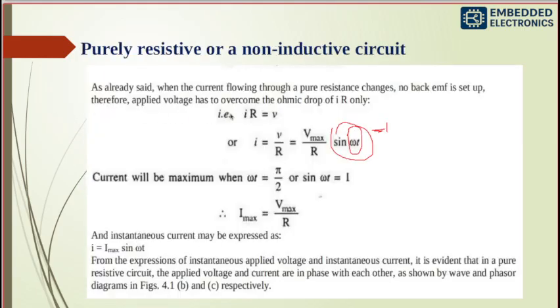As already said, the current flowing through a pure resistor changes, so no back EMF is set up. So the applied voltage has to overcome the ohmic drop of IR only. From Ohm's law we know V equals IR. But to get the value of I, we should rearrange this equation. Then I equals V by R.